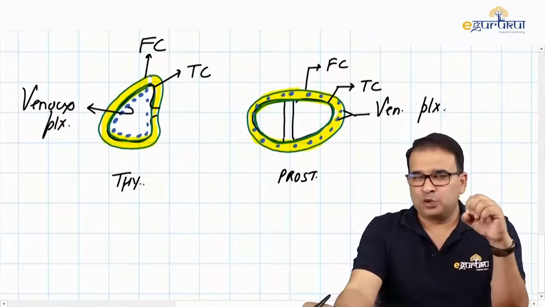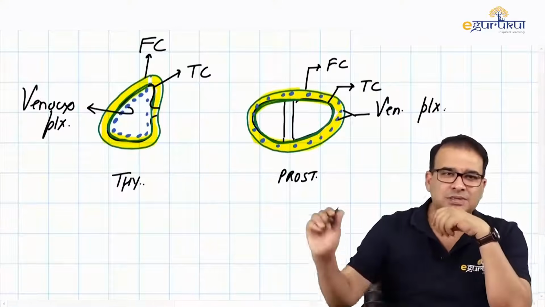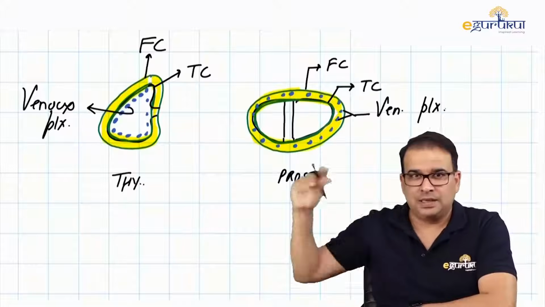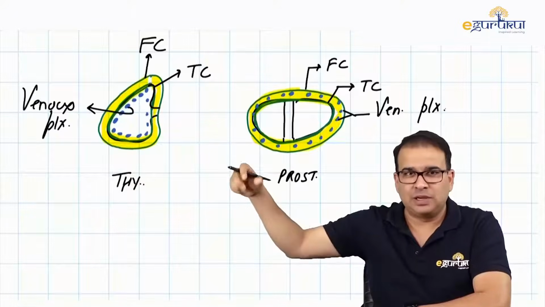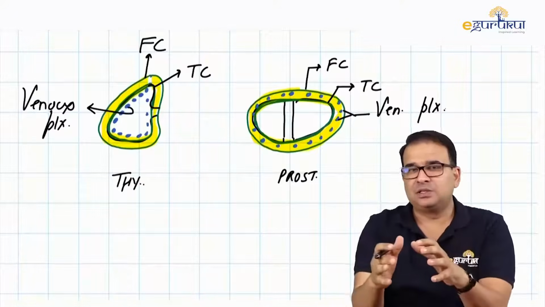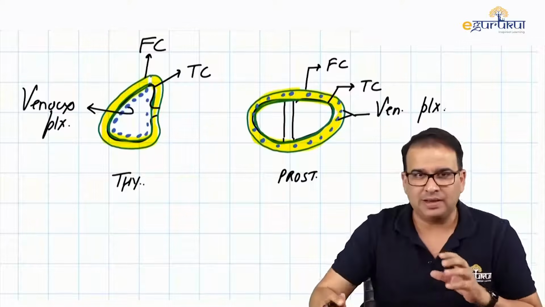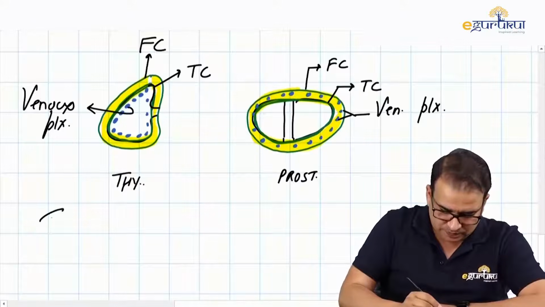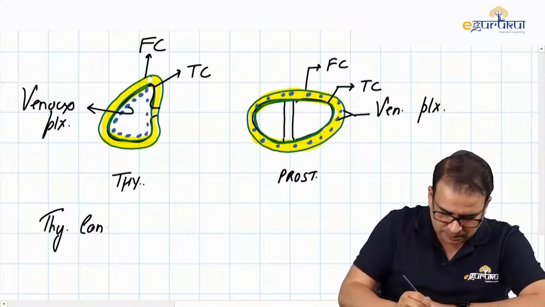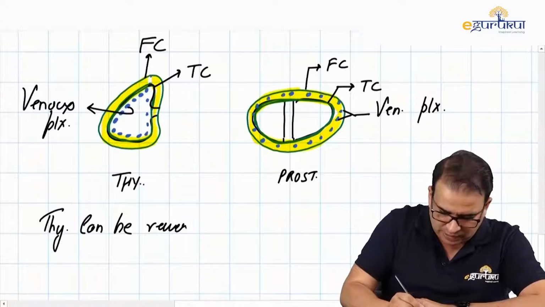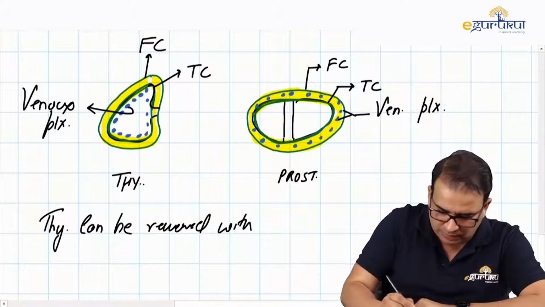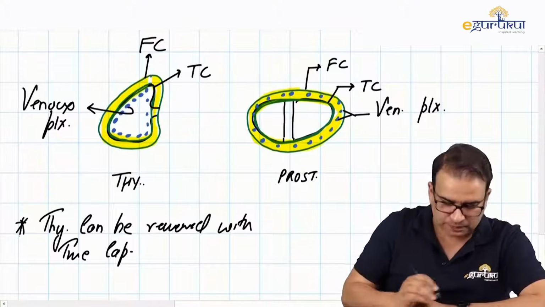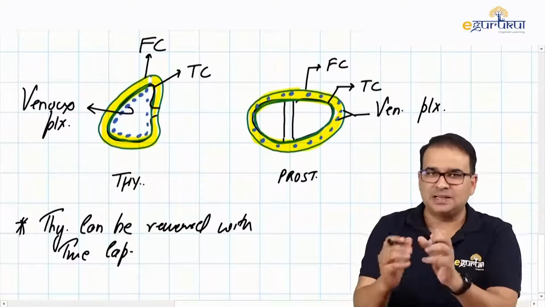And that's why the surgical approach to both the glands is different. Why is it different? Because in thyroid gland, you can remove the thyroid gland along with the true capsule. If you remove the thyroid gland along with the true capsule, then obviously your venous plexus is inside the true capsule only, and that will not lead to any tearing of those veins and will not lead to bleeding in that region. So thyroid can be removed with the true capsule, because the venous plexus is inside the true capsule.